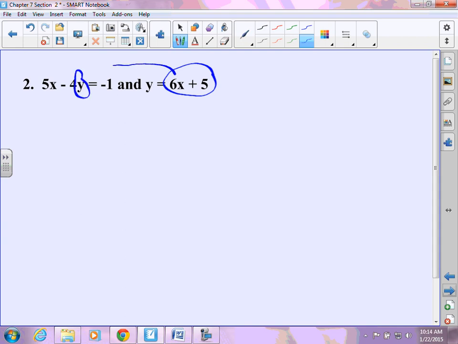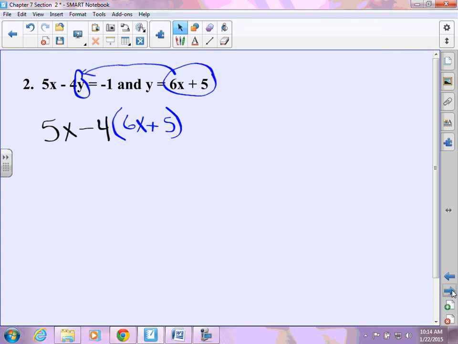Right? So now I'm going to go to that first equation. I'm going to go 5x minus 4, parentheses, and I'm going to put in everything that I circled. 6x plus 5, parentheses, and then I'm going to finish that equation. Questions?